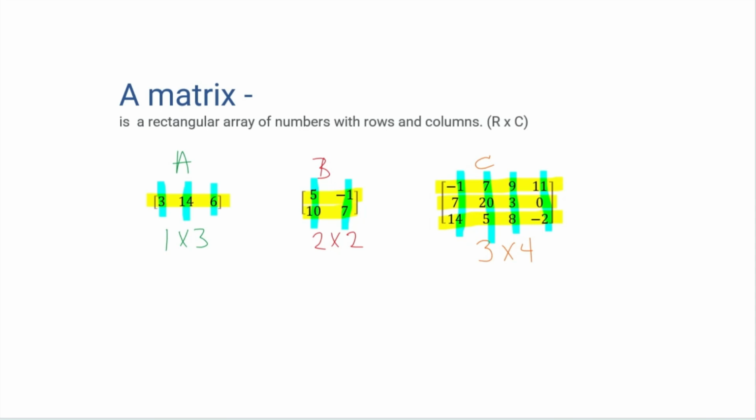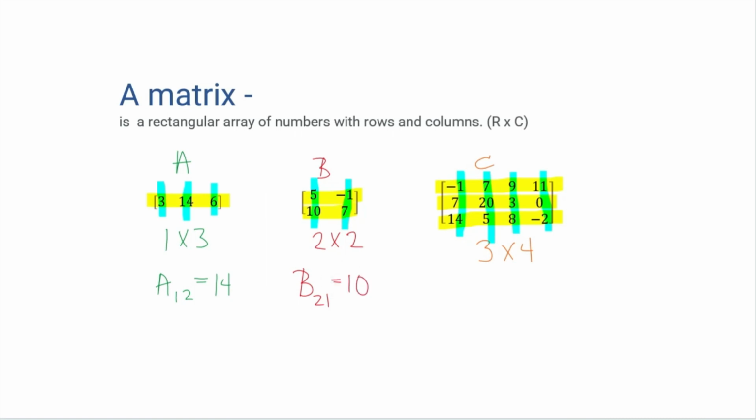So in matrix A, if I ask what is 1, 2 equal to, that basically is saying the row and the column. So the first row and in column 2, that would equal 14. How about in matrix B, what is 2, 1? I go to row 2, and in the first column, the value is 10.